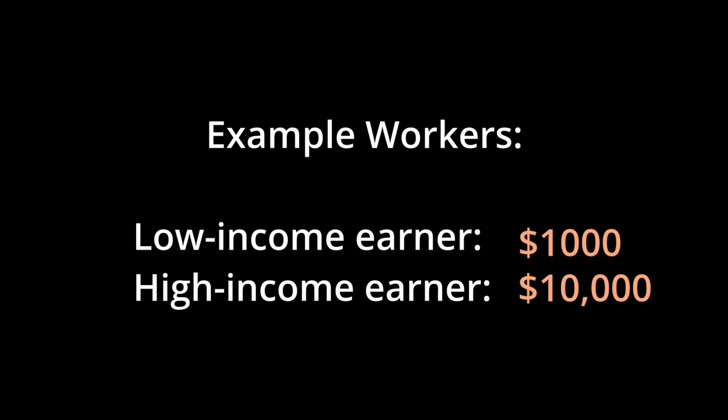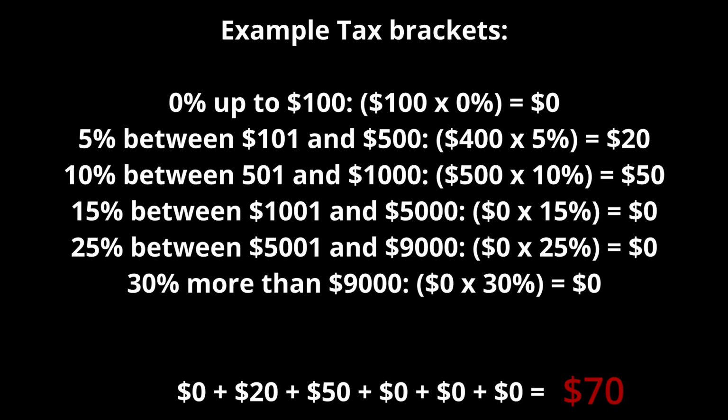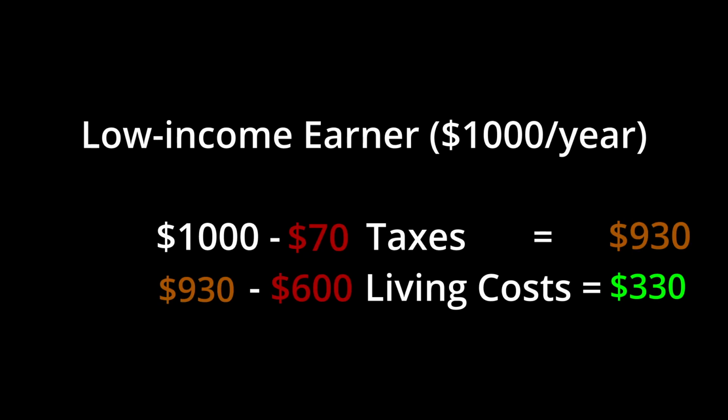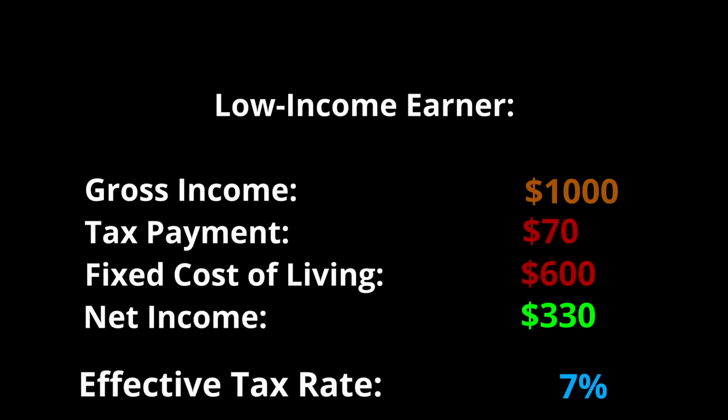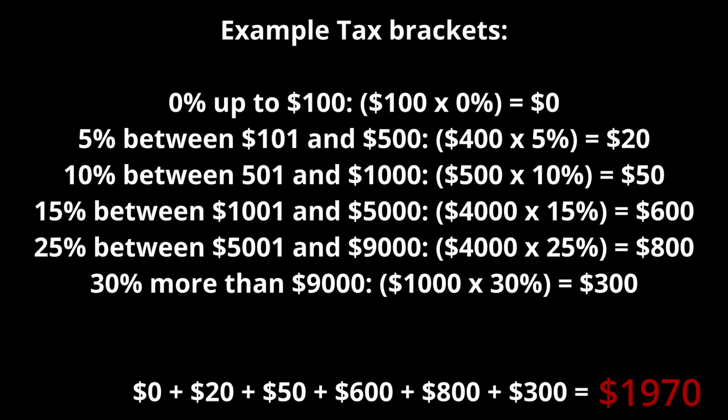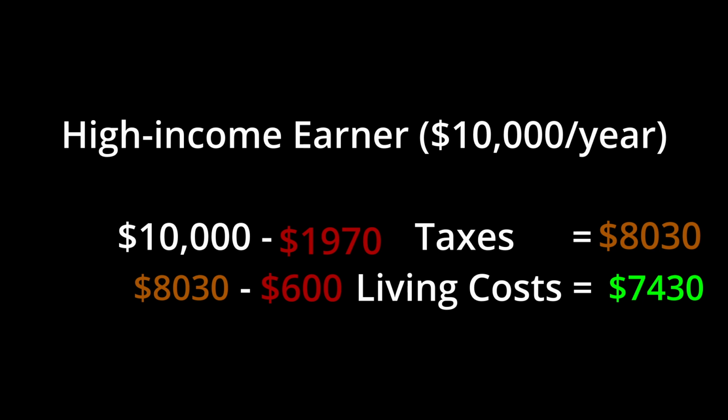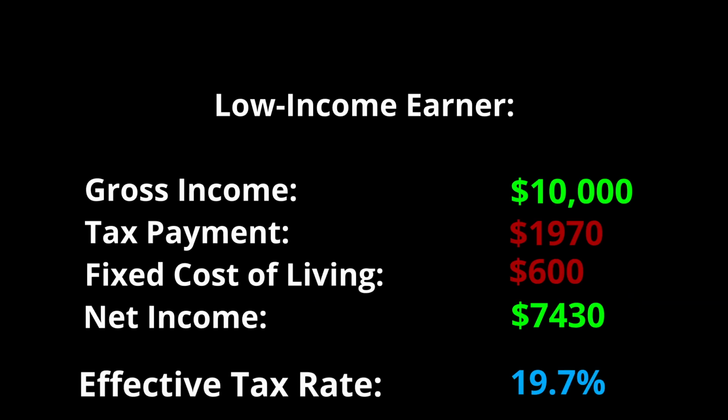So let's go back to our low-income worker and high-income worker. The low-income worker would be paying approximately $70. This should leave $930 after taxation and $330 after paying the fixed costs for the area. Their effective tax rate would be 7%. The high-income earner would end up paying $1,970 in taxes. This would leave them with $8,030 after taxation and $7,430 after paying the fixed costs for the area. Their effective tax rate would be 19.7%.